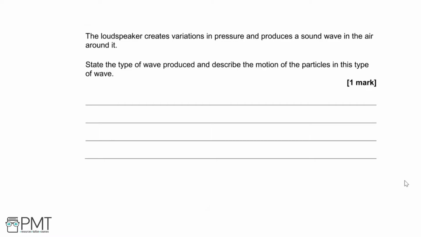The loudspeaker creates variations in pressure and produces a sound wave in the air around it. State the type of wave produced and describe the motion of the particles in this type of wave. This is only 1 mark, so really you just need to write down the type of wave and how that wave can be defined. So this is going to be a longitudinal wave.